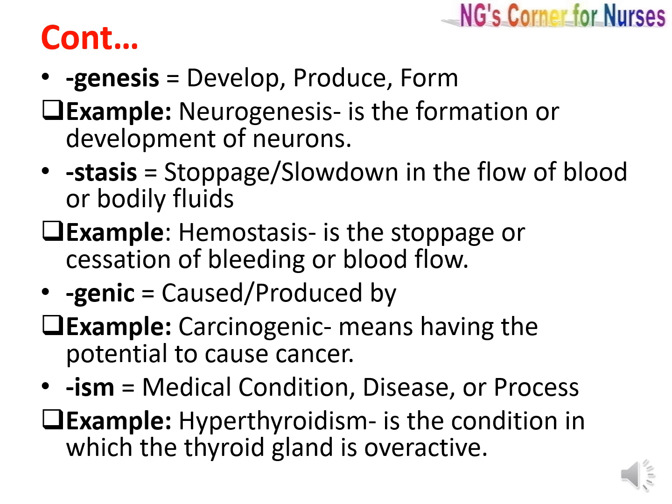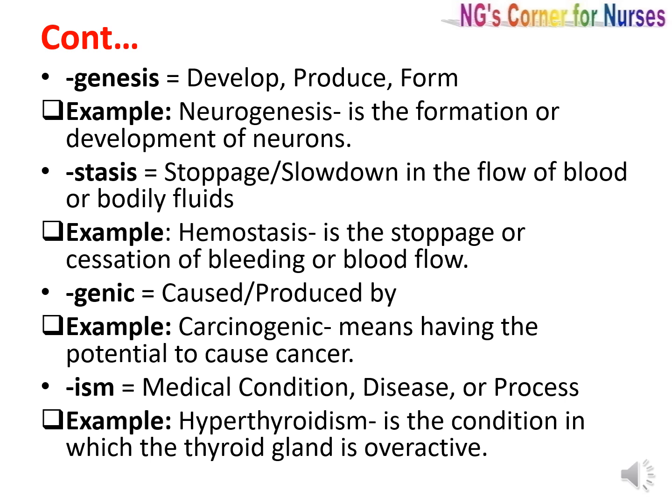Next is genic. Genic means caused or produced by. As an example, we can say carcinogenic. Carcino means related to cancer, and carcinogenic means having the potential to cause cancer.